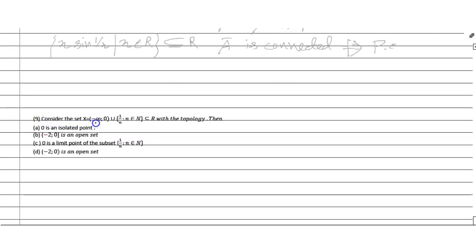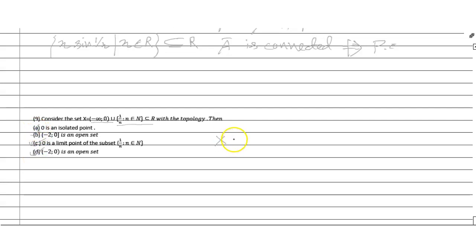Number 9. Consider the set X equal to minus infinity to 0 and 1 by n with the topology, then 0 is an isolated point? Answer: 0 is a limit point, it is not isolated, a limit point of the subset 1 by n. And minus 2 comma 0 is an open set. These two answers are correct, the other two are wrong.